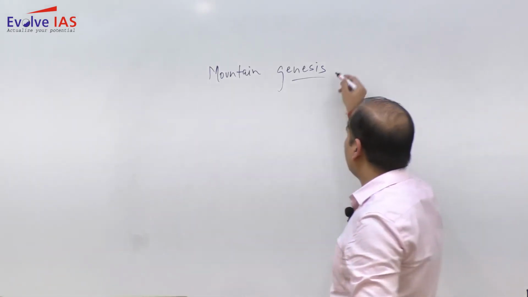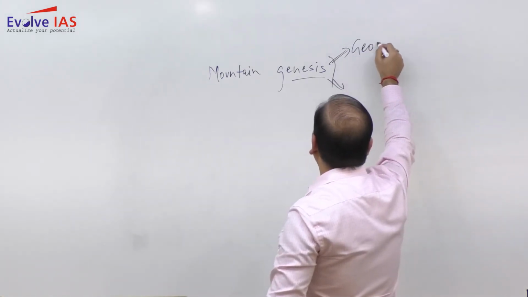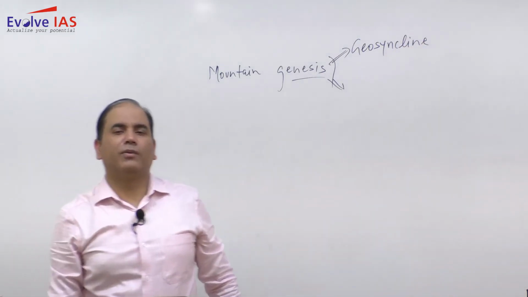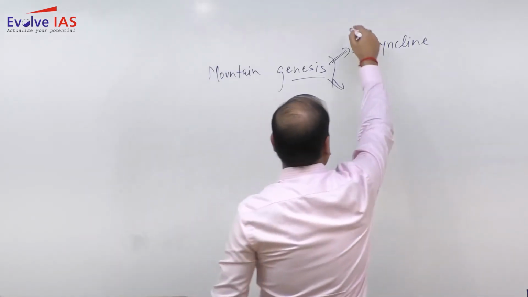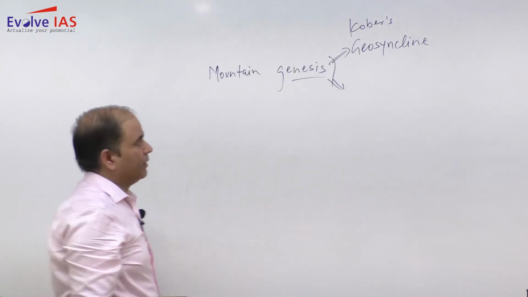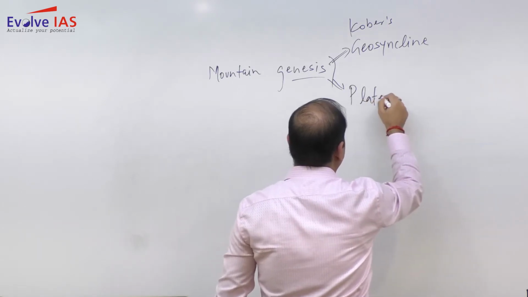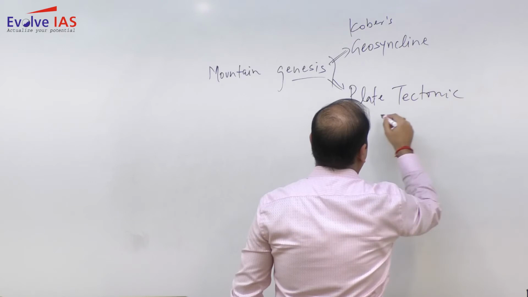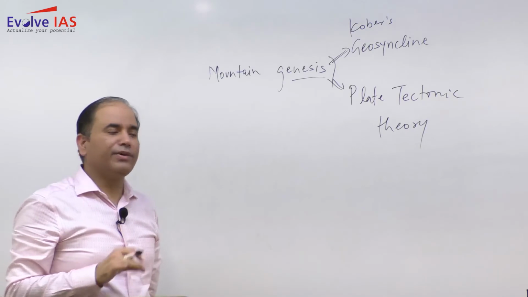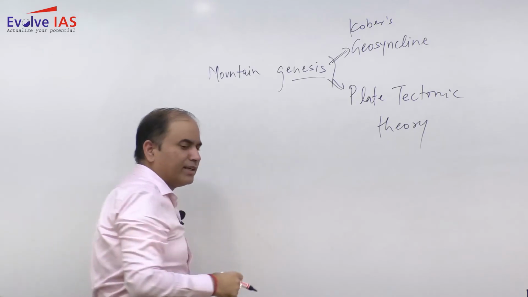Generally there are two mountain orogeny theories which are more popular and you need to focus on. One is the geosyncline theory. Different proponents have given the geosyncline theory, but the most popular one is Kober's geosyncline. In modern times different proponents have given theories, but the most modern one is the plate tectonic theory. So, briefly you need to write about Kober's idea and about the plate tectonic theory.